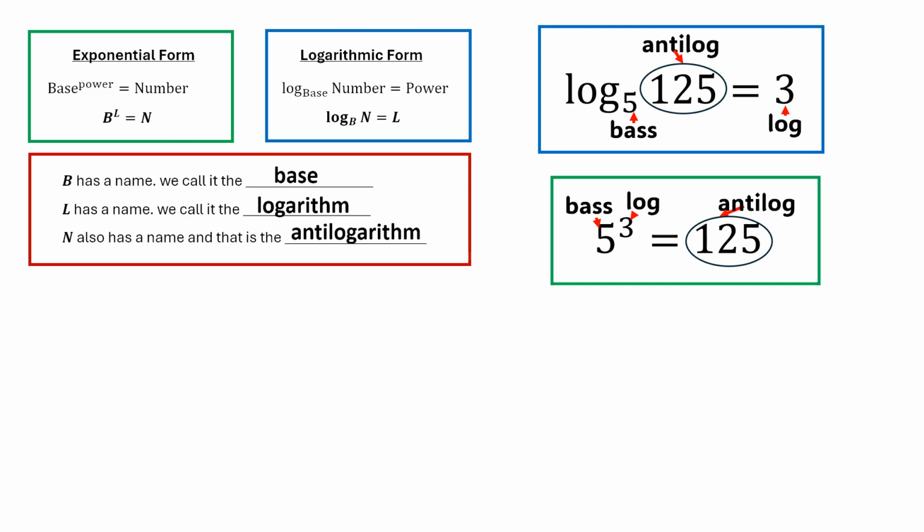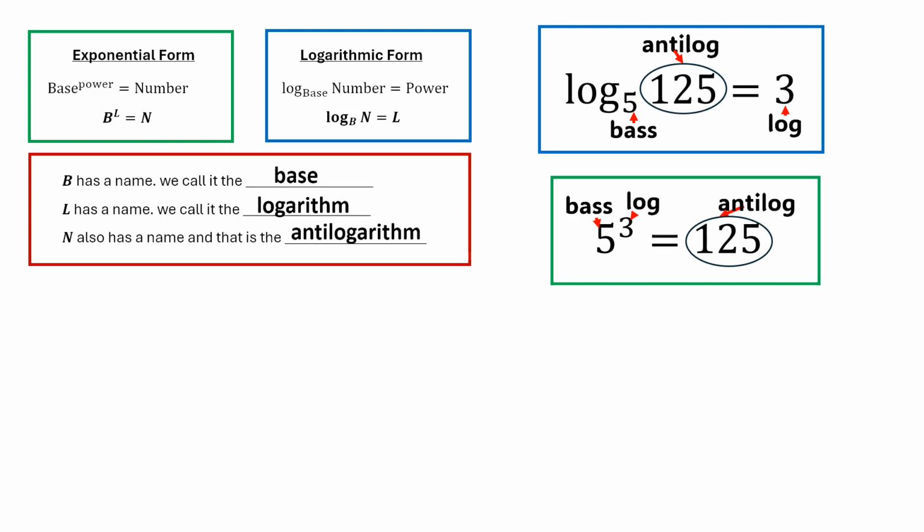So the three things in the exponential form and the logarithmic form all have real names. So the base is the base. You can see where that's located in both forms. And then the logarithm is the exponent, and you can see where that's located in the logarithmic form and in the exponential form. The number, the thing we've been calling number, is actually called the anti-log. All right, so all we're really doing here is getting our terminology straight.